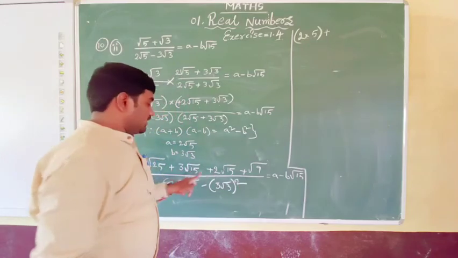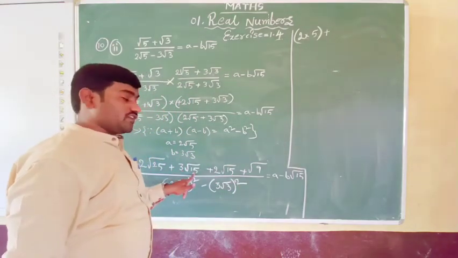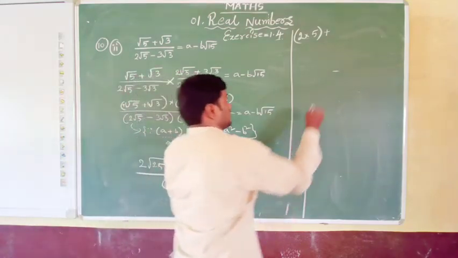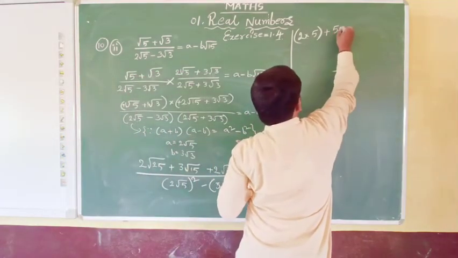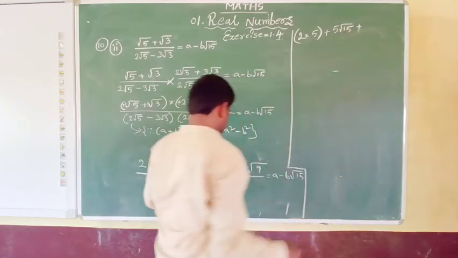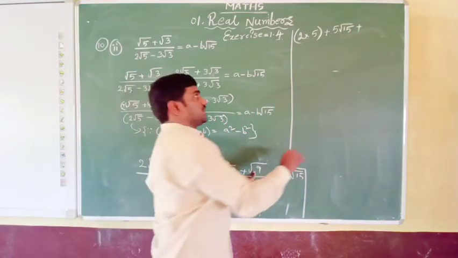3 root 15. Here 2 root 15. Here 3 root 15s are there. Here 2 root 15s are there. All together 5 root 15s are there. 3 root 15 plus 2 root 15, that is 5 root 15 plus, see here root 9 value is 3.